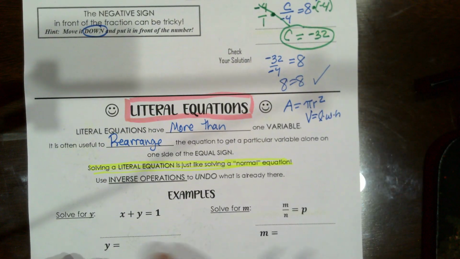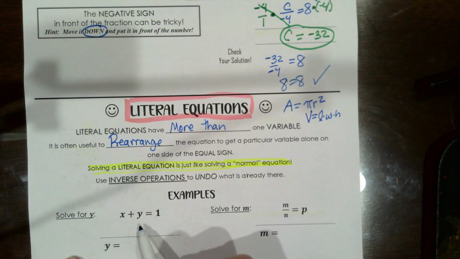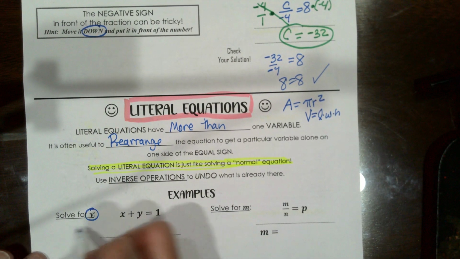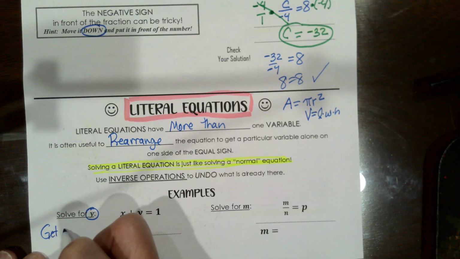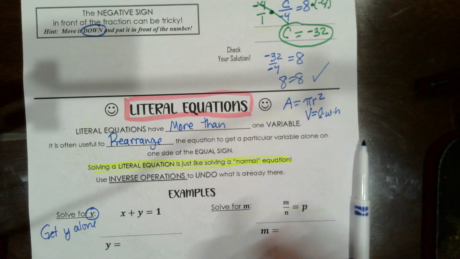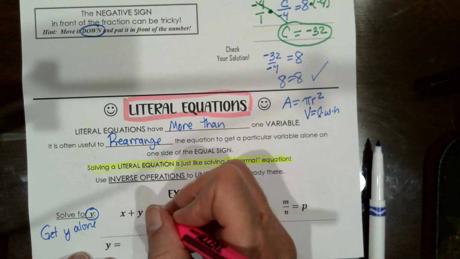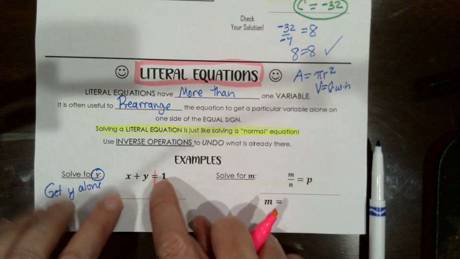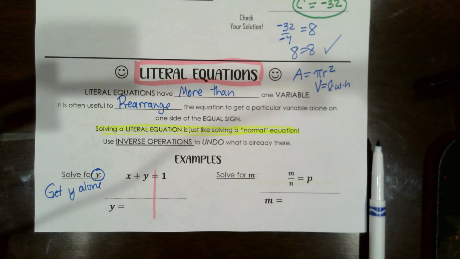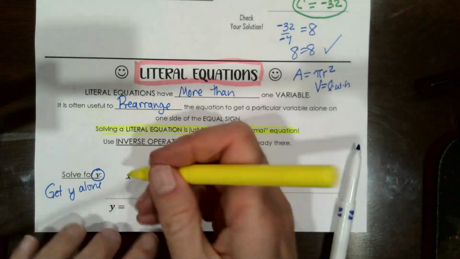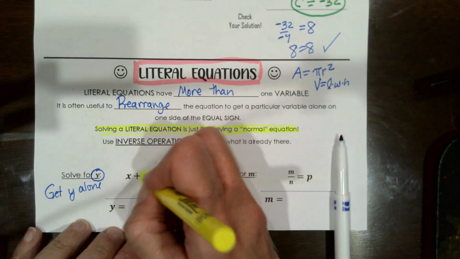All right, so here we have x plus y equals 1. And it tells me to solve for y, which means get y alone. All right, and so right now, if we look at the equal sign, the x and the y are together, and we need the y to be by itself. Well, remember our steps. We look at what is happening.